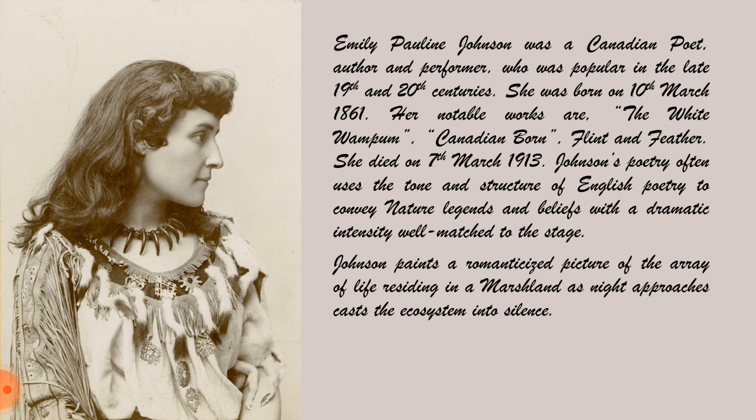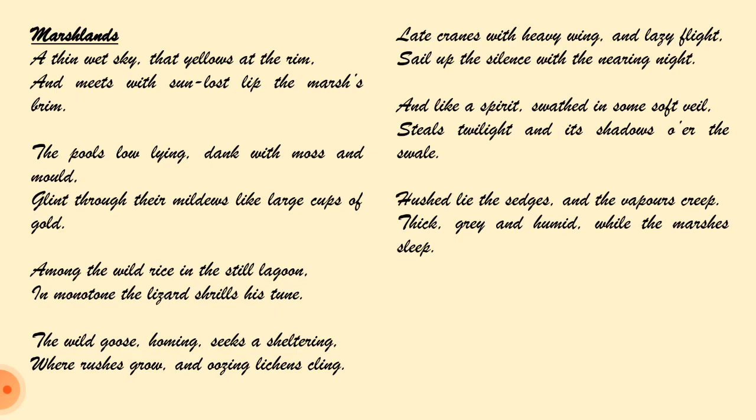Johnson's poetry often uses the tone and structure of English poetry to convey nature legends and beliefs with a dramatic intensity well matched to the stage. Johnson paints a romanticized picture of the array of life residing in a marshland as night approaches, casts the ecosystem into silence. Now let's read the poem Marshlands.